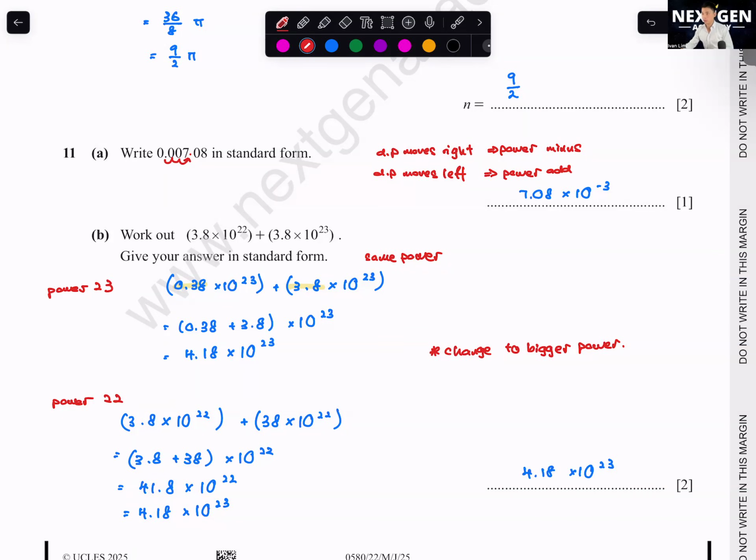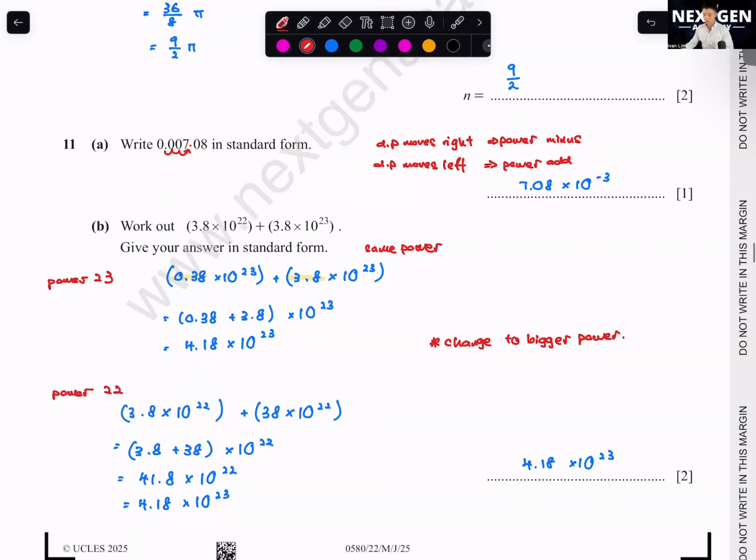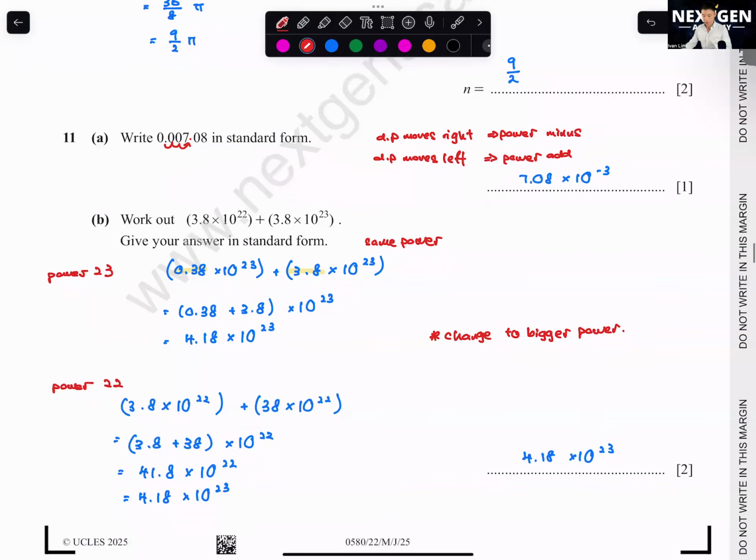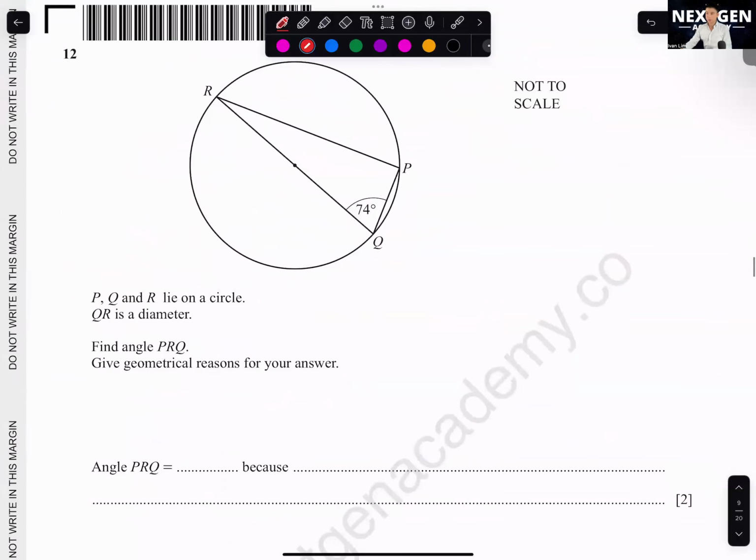Okay, let's move on to question number 12. This is on circle theorem. Go and memorize all your circle theorem. P, Q, and R lie on the circle. QR is a diameter. Find angle PRQ. Give geometrical reasons for your answer. This one is a diameter. Diameter formed with a circumference to be a triangle. This will be 90 degrees.